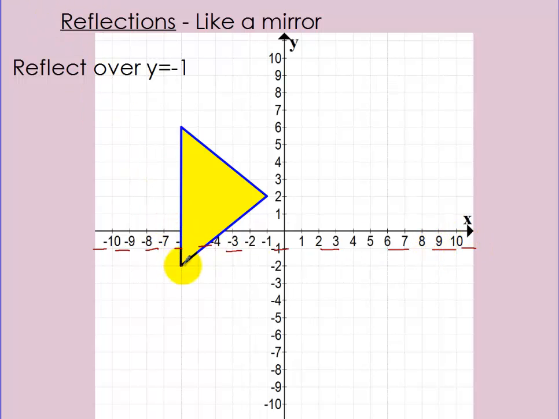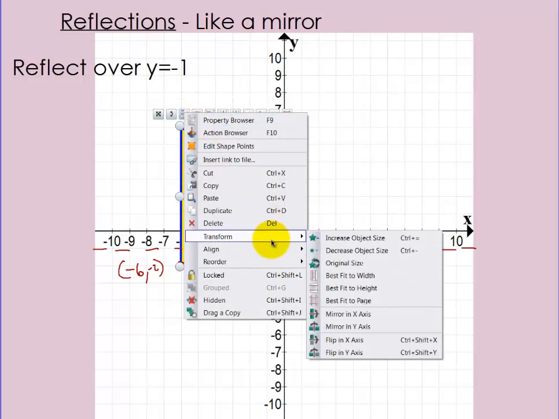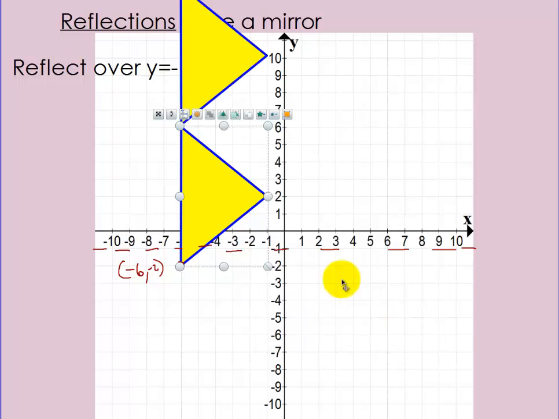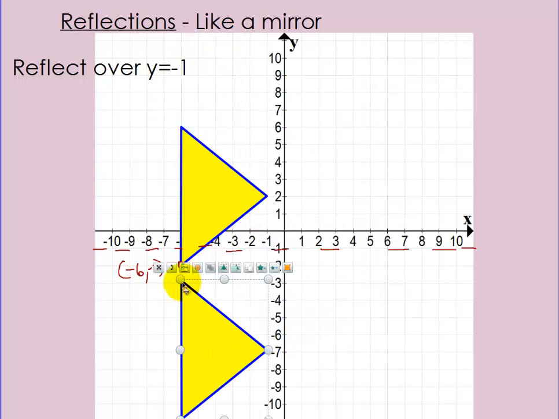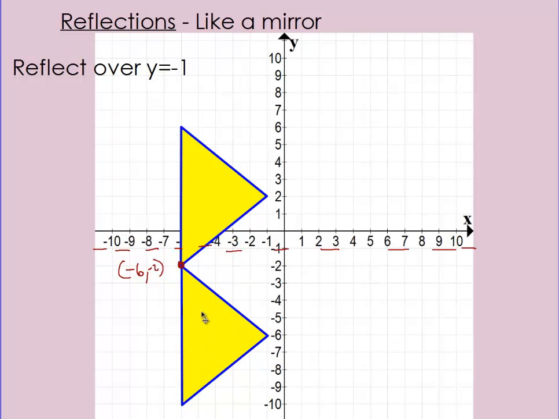I'm going to look at this vertex right here. That's 1 down from -6. So the coordinates of that point right now are -6, -2. Well, if we mirror this on this line, it's kind of like an x-axis, but it's down 1. So I'm going to mirror it on my x-axis. It's not going to just line up that point right there because we're not mirroring on that point. We're mirroring right here inside the triangle.